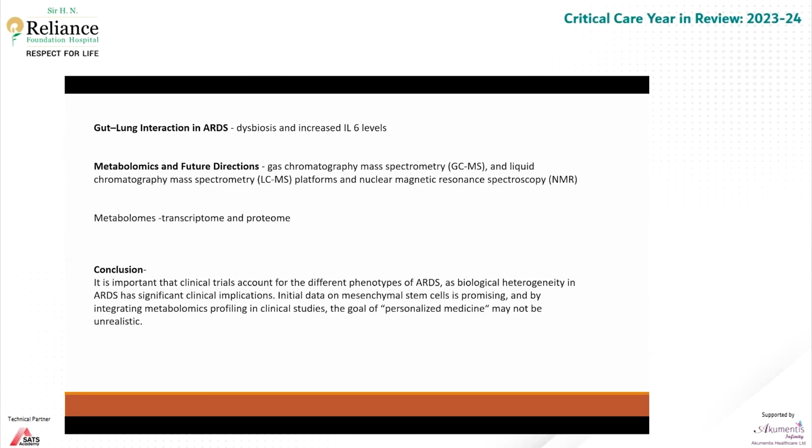So in conclusion, they have said that clinical trials should account for the different phenotypes of ARDS, as biological heterogeneity in ARDS has significant clinical implications. The initial data on mesenchymal stem cells is promising, and by integrating metabolomic profiling in clinical studies, the goal of personalized medicine may still not be unrealistic.